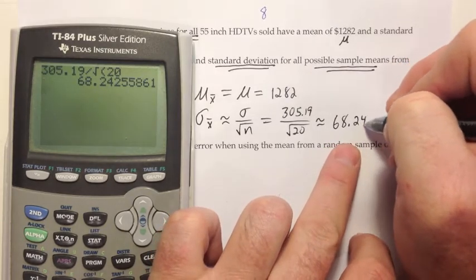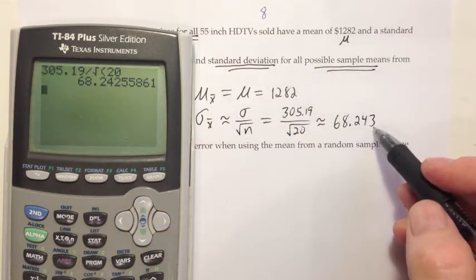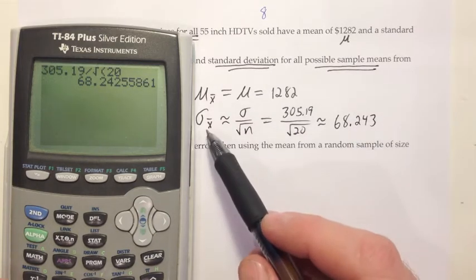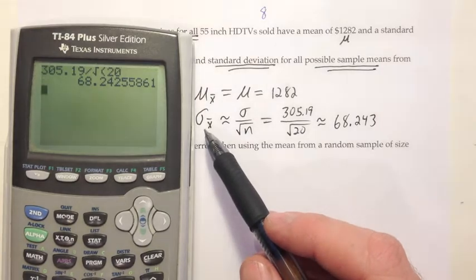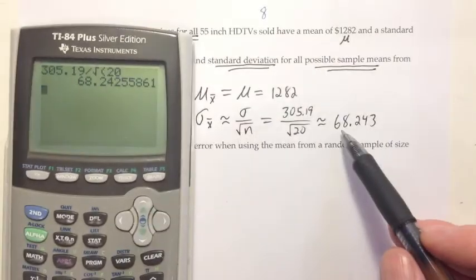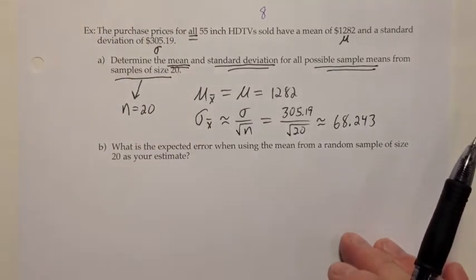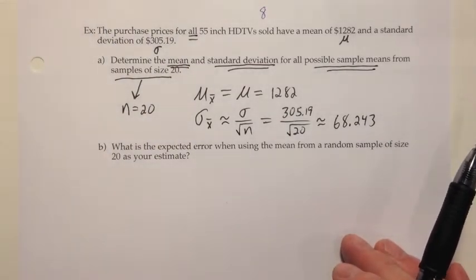68.243. I feel kind of silly going out to the 3 because with money we'd normally stop at 2 decimal places, but this is also a standard deviation, and for standard deviations we want to put at least 5 digits, so 1, 2, 3, 4, 5. Alright, let's go ahead and now put these two numbers to use.